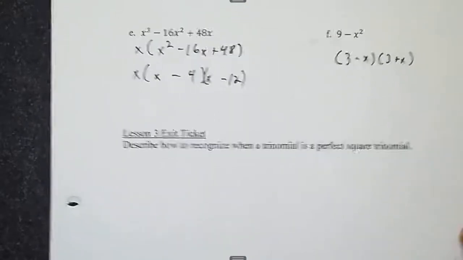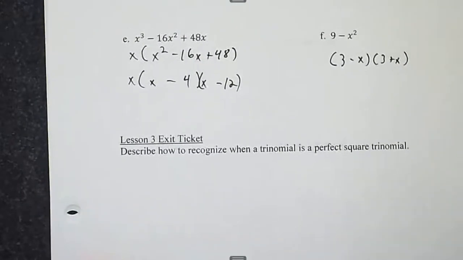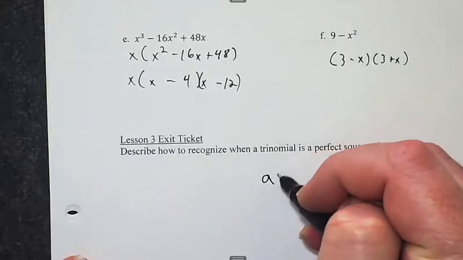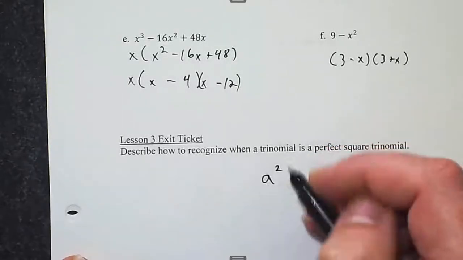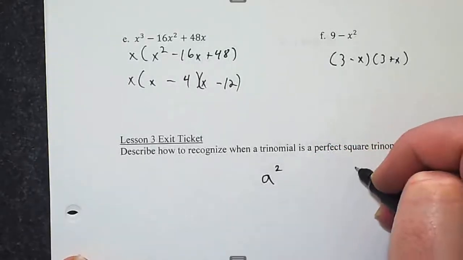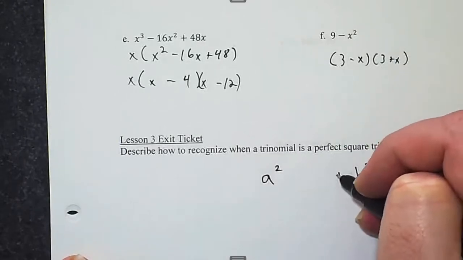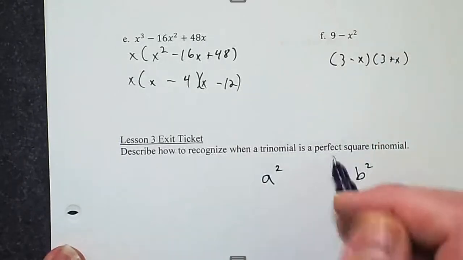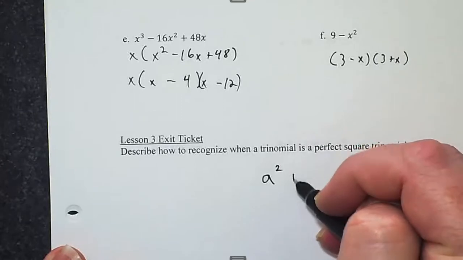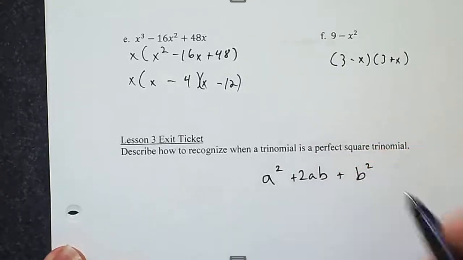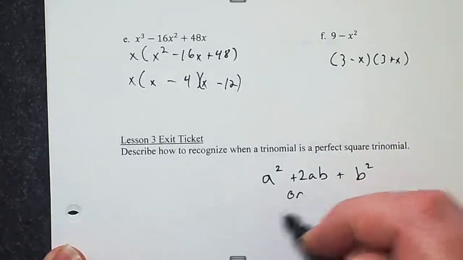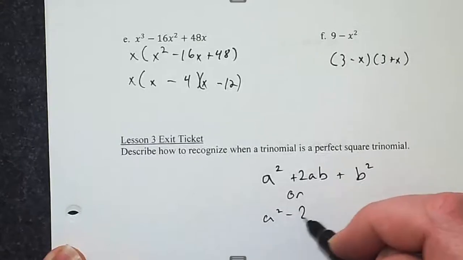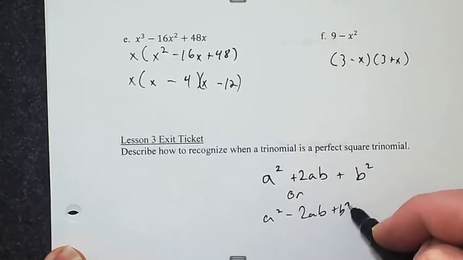The exit ticket says, describe how you recognize a perfect square trinomial. And I think that's worthwhile to remember. It's that the first term has to be a perfect square. The last term has to be a positive perfect square. And the middle can be plus or minus 2 times their square roots together. So both of those are possible.